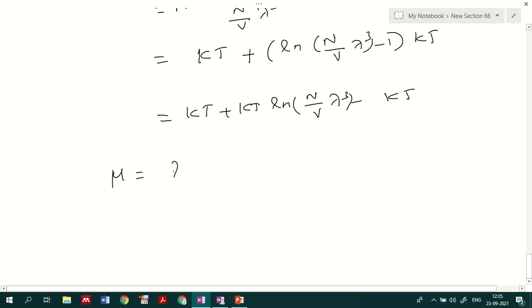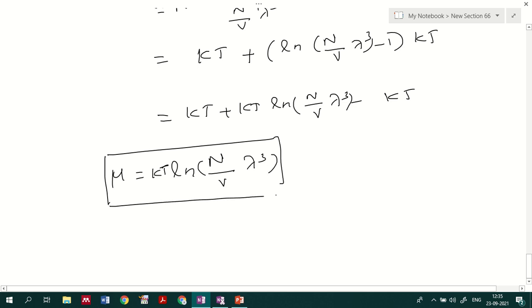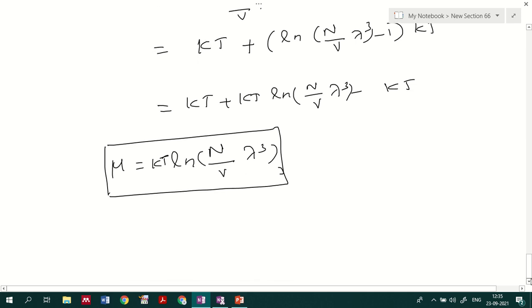Then mu will be equal to kT ln(N by V lambda cube), so this I keep as a bracket. Mu equals kT ln N by V lambda cube. So this is the representation corresponding to our mu value. That is the chemical potential we identified here, and now we'll move on to the case of entropy.